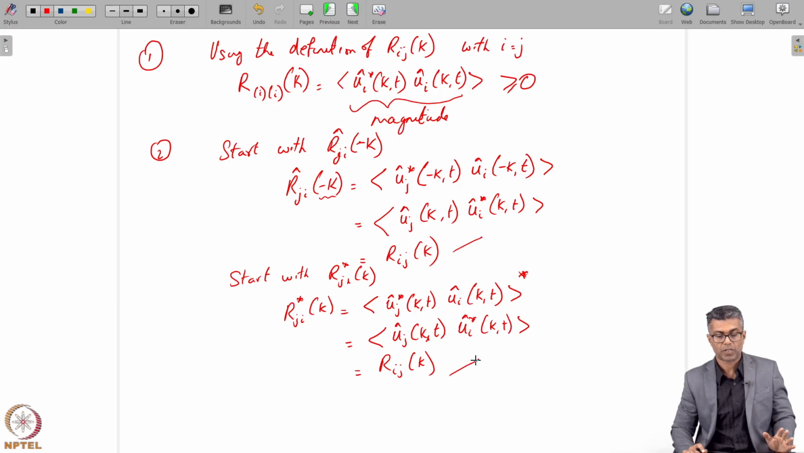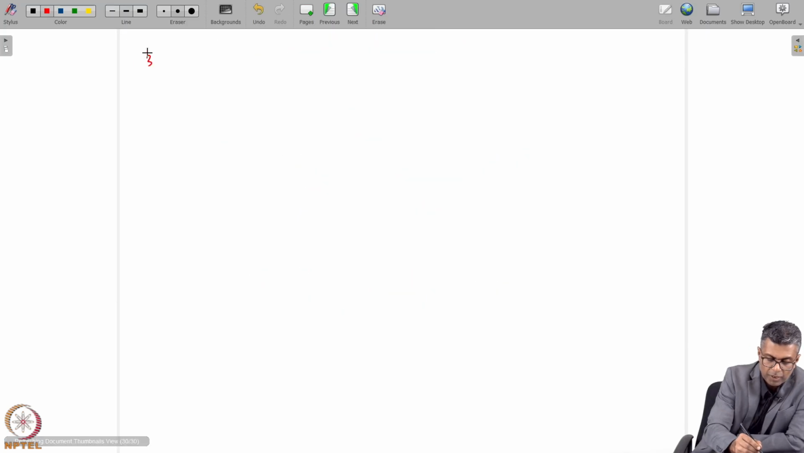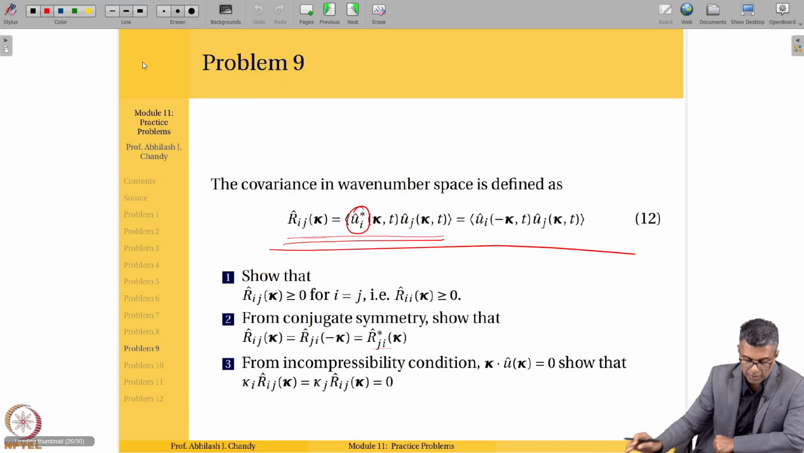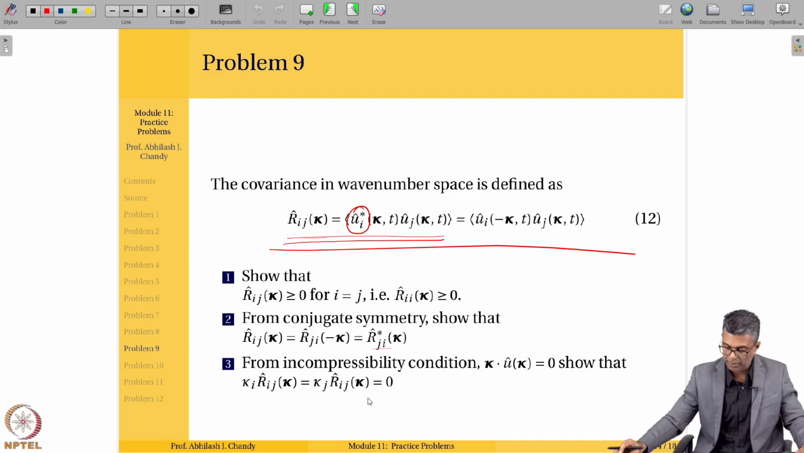Is this clear? I hope this is clear. Let's move on to the third part of the question. We have to show from the incompressibility condition that kappa dot u hat of kappa is equal to 0. Okay, the incompressibility shows that kappa i Rij of kappa is equal to kappa j Rij of kappa is equal to 0. Okay, let's see how to work it out.